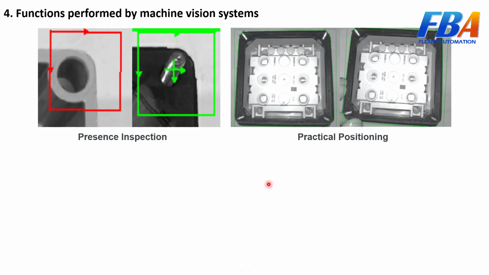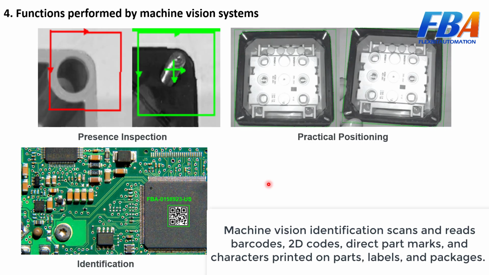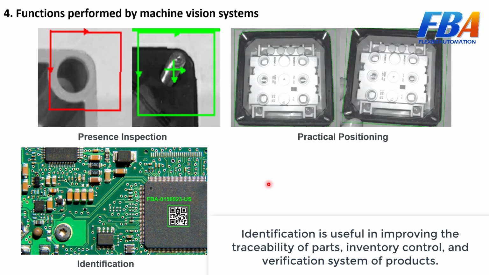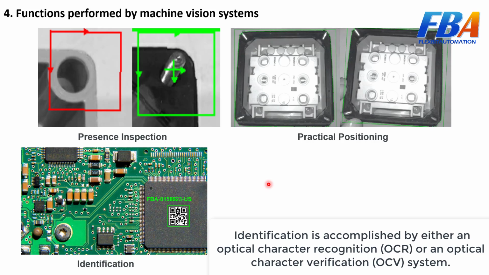The third function is identification. The machine vision system identifies, scans, and reads the barcode, 2D code, direct part mark, and characters printed on the part, label, or package. These markings contain the product name, manufacturer, date code, lot number, and expiry date, which are useful in improving the traceability of the part, inventory control, and verification system of the product.